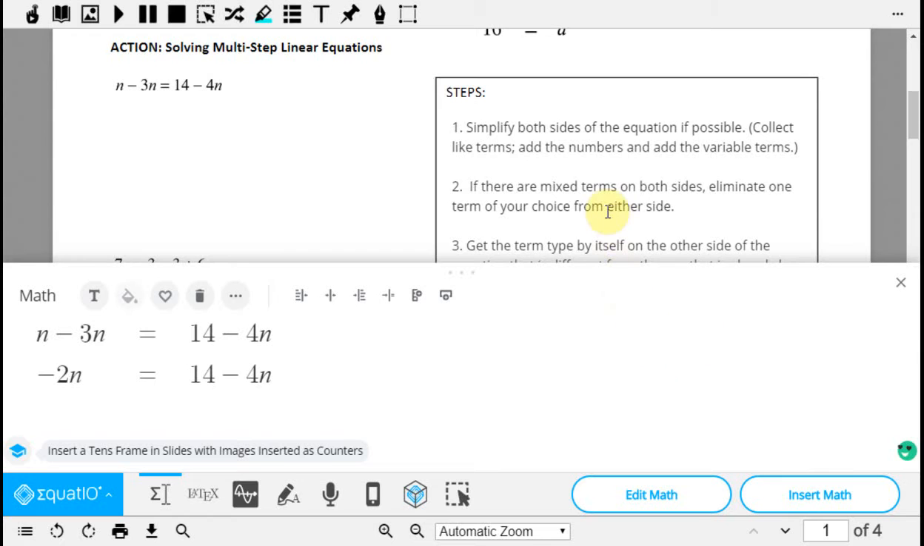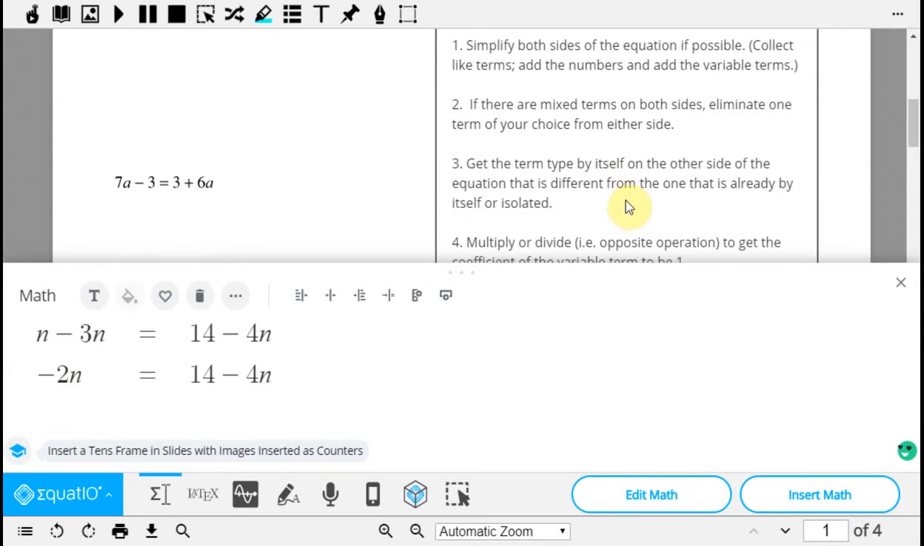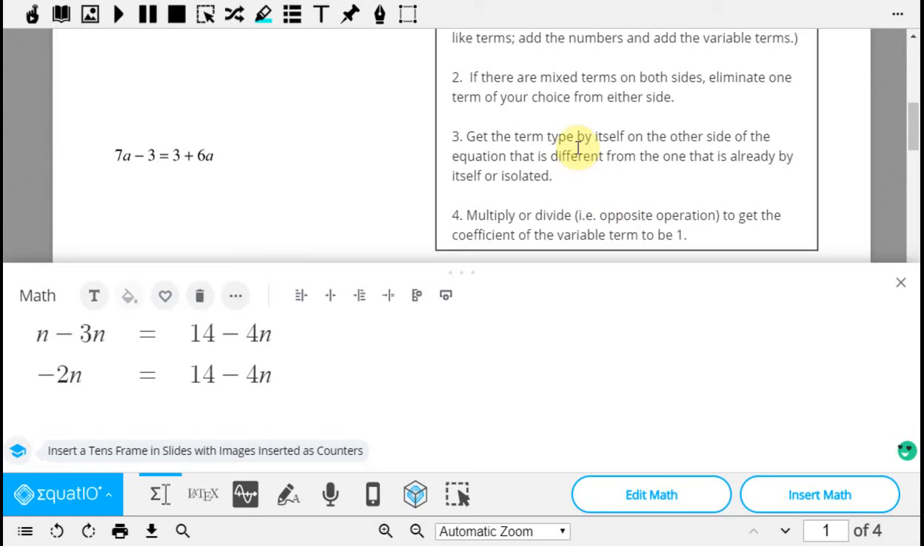Now looking at step number 2, it says if there are mixed terms on both sides. So we look at this equation where we're at now, and there's mixed terms on this side. There's a constant and a variable term. But on this side, there's a single term. There's not mixed terms. So we don't need to do this step. Step 3, get the term by itself. Well, the term by itself is minus 2n.